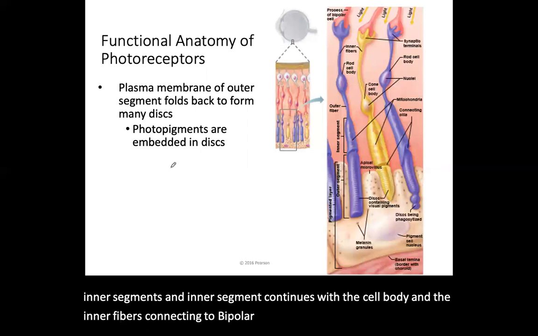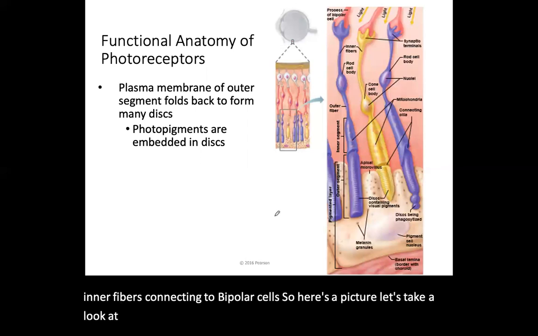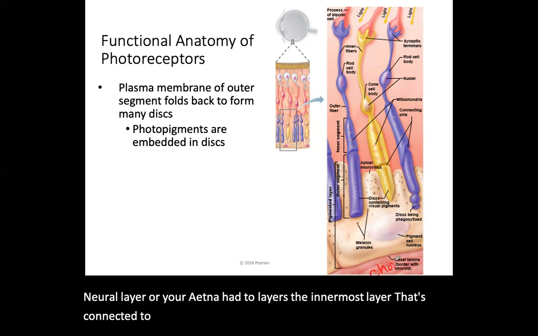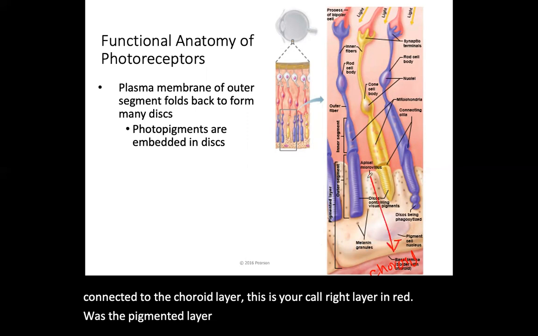So here's a picture. Let's take a look at the picture to make sure this makes sense. If you're looking at your eye, the neural layer or your retina has two layers. The layer that's connected to the choroid layer, this is your choroid layer in red, is the pigmented layer. So this part is your pigmented layer.